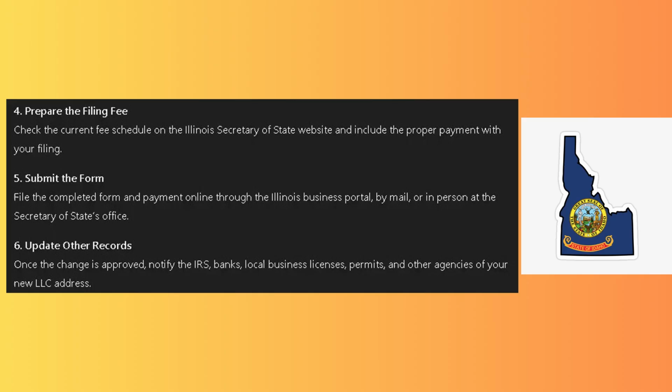Update any other records. After the amendment is approved, update your new LLC address with the IRS, bank, licensing and permits, or any other businesses you keep in contact with. Now you know how to change your LLC address in Idaho.